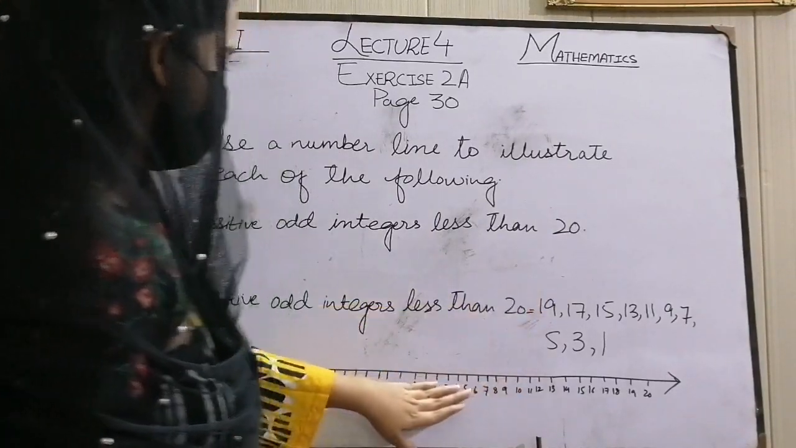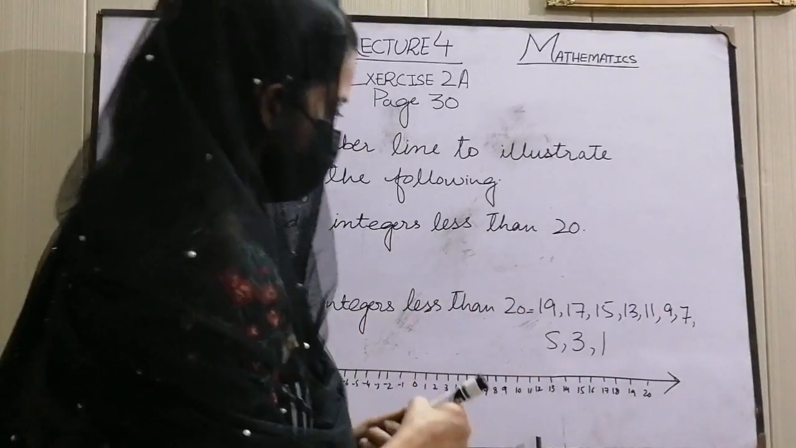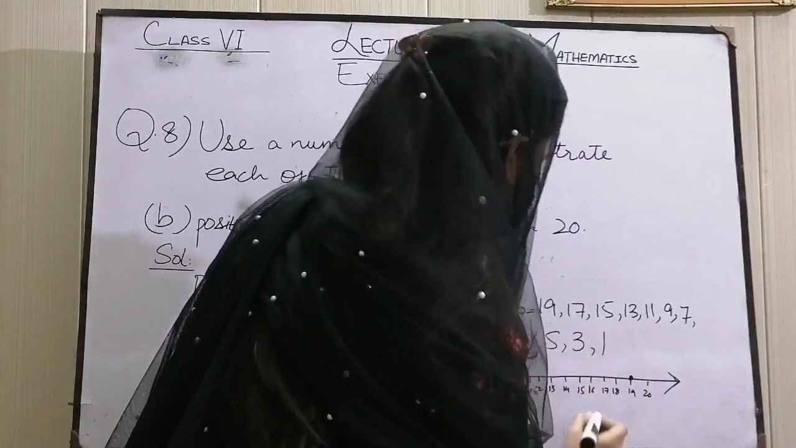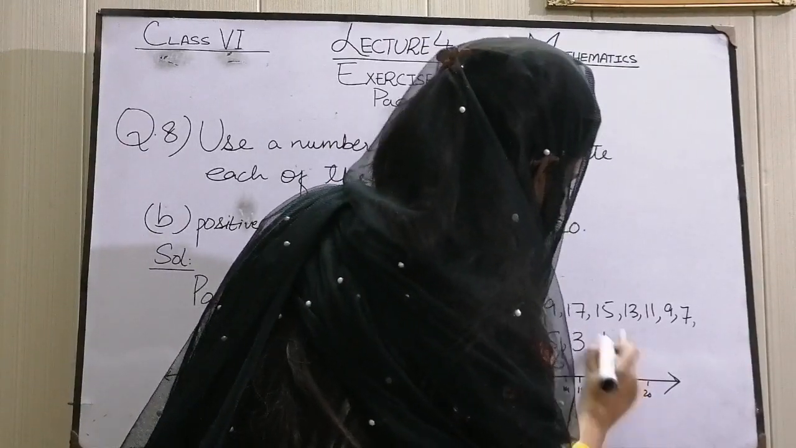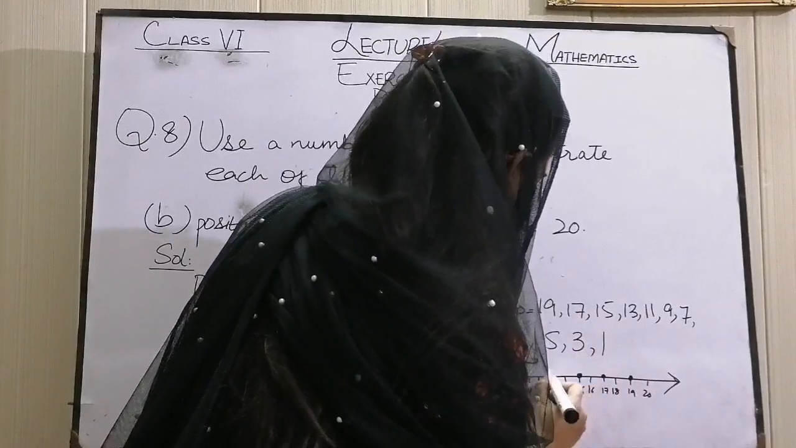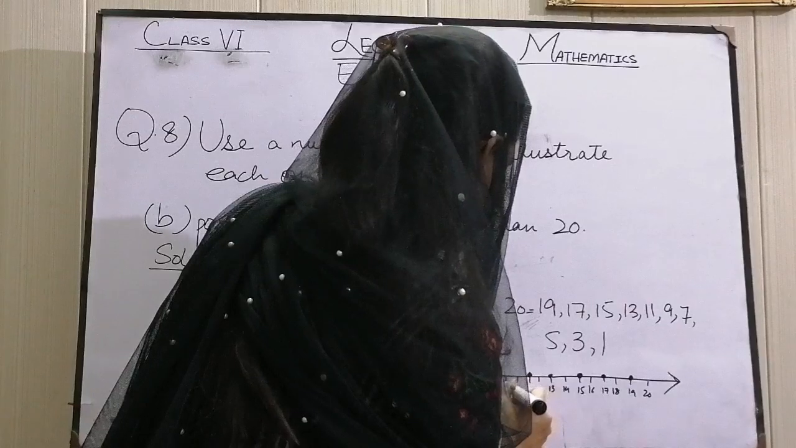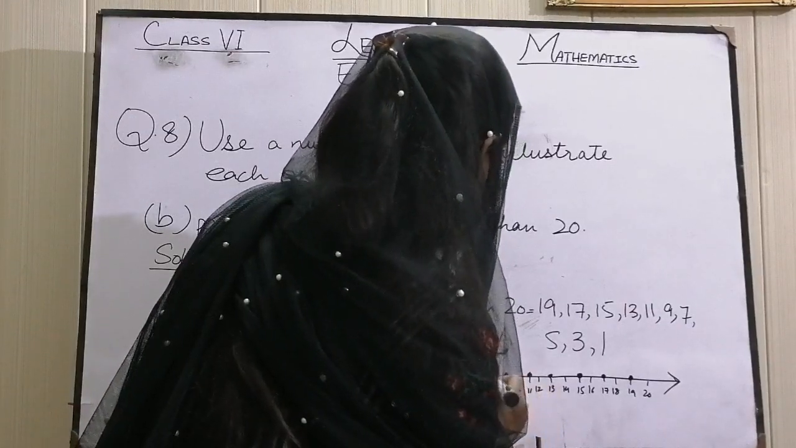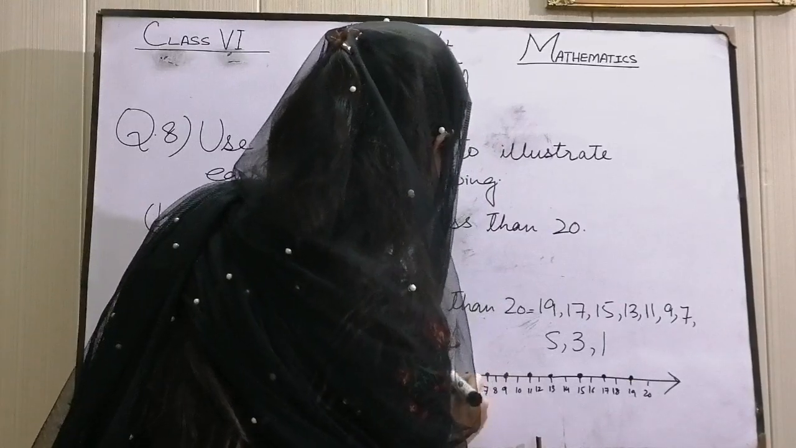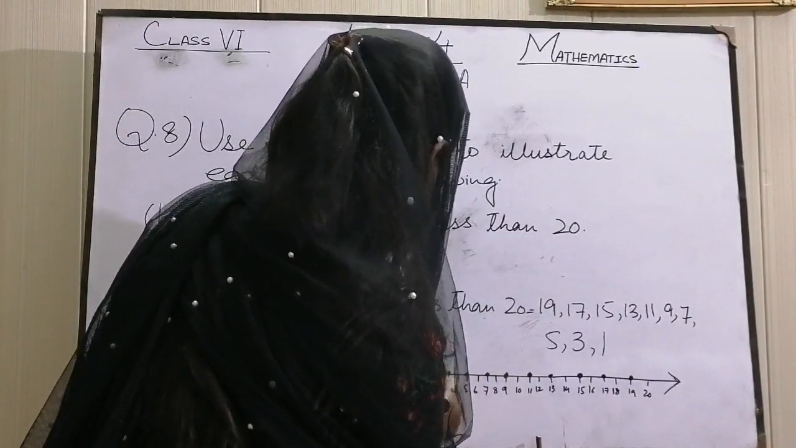Now I have to illustrate these integers on the number line. First one is 19. 19 lies here. Next is 17, 15, 13, 11, 9, 7, 5, 3 and 1.